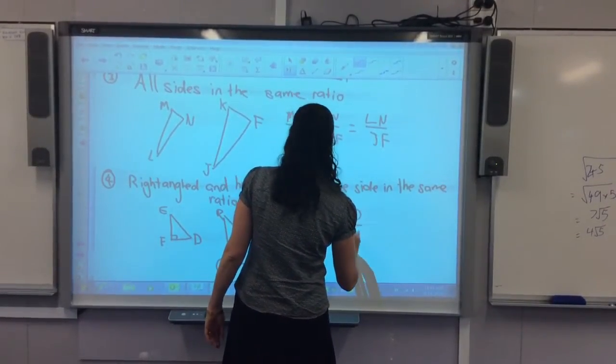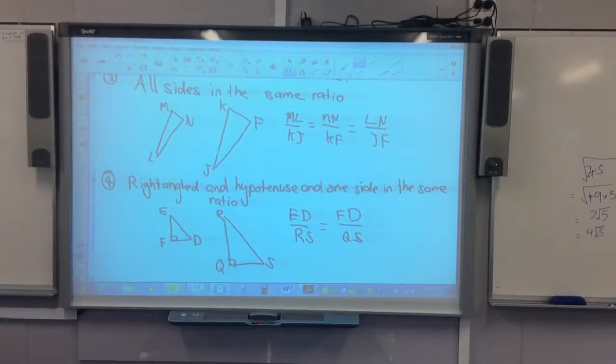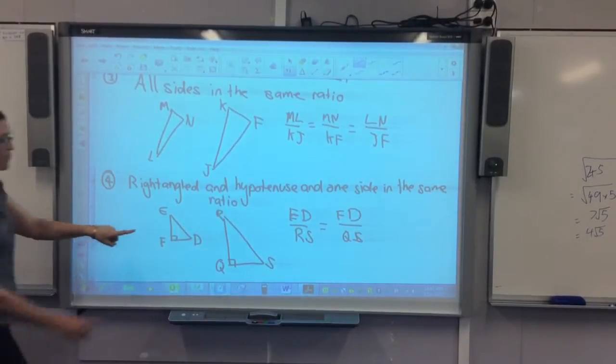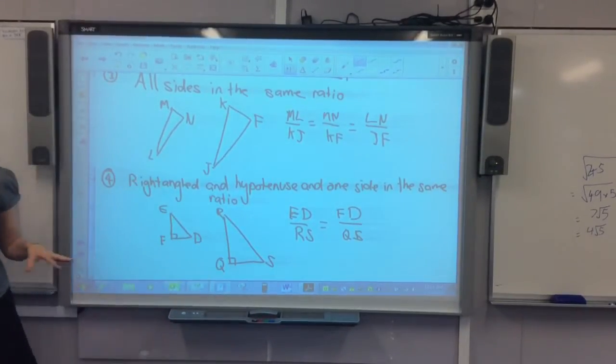FD on QS. Okay, then they would be in the same ratio. Okay, so it doesn't matter which side you have, whether it's these ones or these ones, as long as you have the right angle, the hypotenuse and one of the others in the same scale.